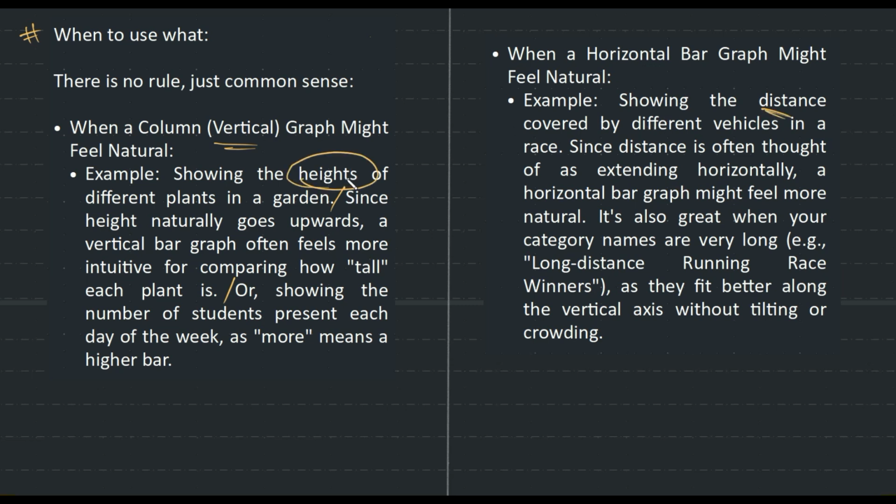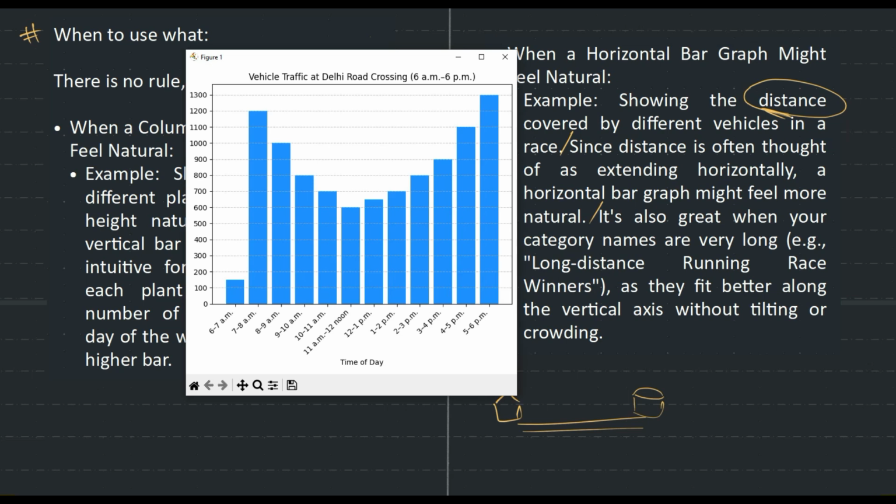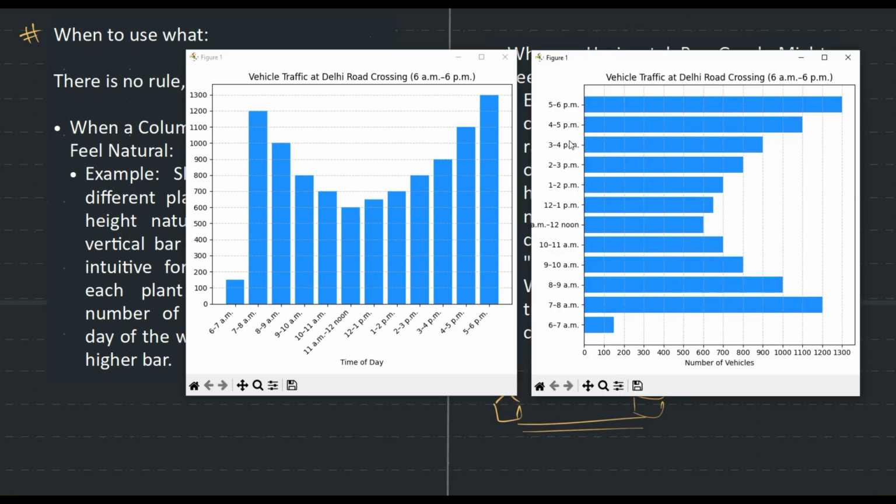When it comes to horizontal graphs, think of showing distance. Here the main thing in the previous example was height. Here, for distance or time, it's much easier to use a horizontal bar graph, since distance is often thought of as extended horizontally. Like whenever we draw moving from the house to the shop, we draw in this manner, horizontally. It's also great when you categorize names which are very long. A simple example is over here. This is for very long names actually. It's much easier in our horizontal than our vertical.